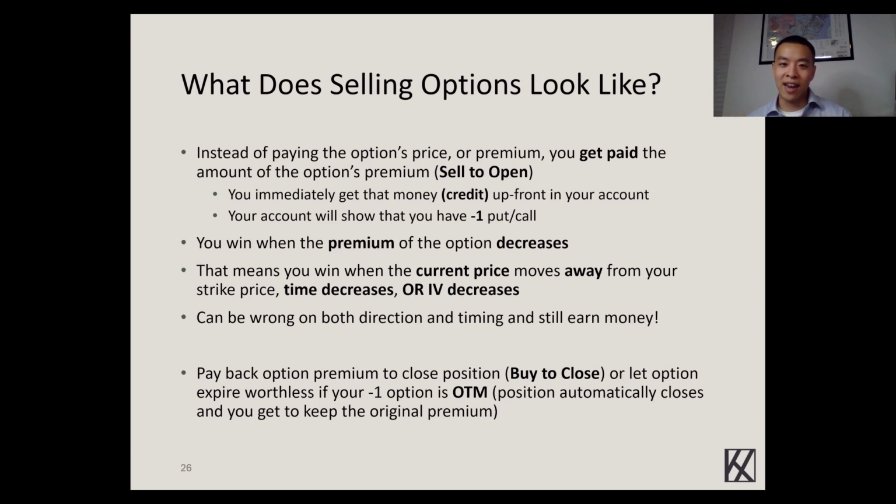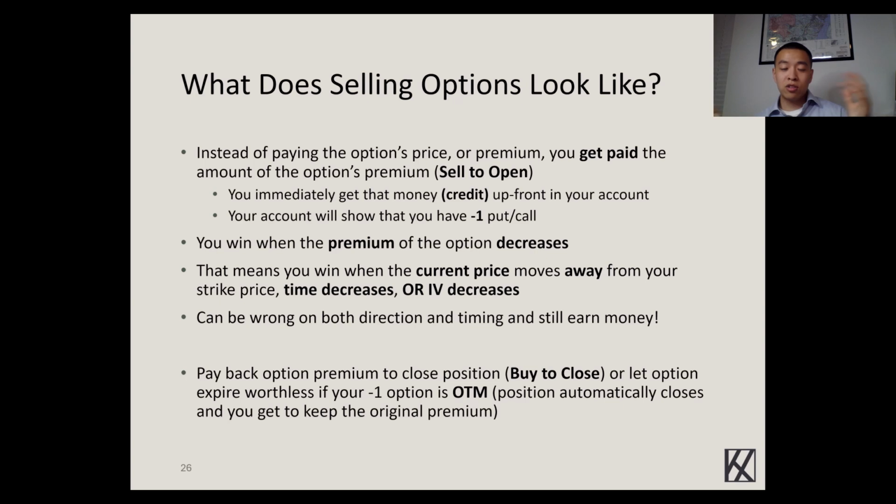And your account will show that you have a -1 option position, a -1 put or a -1 call. It's kind of weird how you have a negative option, but that's what it shows when you short or sell or write an option. So you win that premium in this trade when the premium or the price of that option decreases. It's the opposite of buying a call. That means, remember the 3 variables we talked about? Whenever the strike price moves in your favor, or whenever theta decays, or whenever implied volatility decreases, that option price that you sold will decrease, and that means you secure money. So you can be wrong in both direction and timing and still earn money. And I'll kind of go into that in a couple more slides.